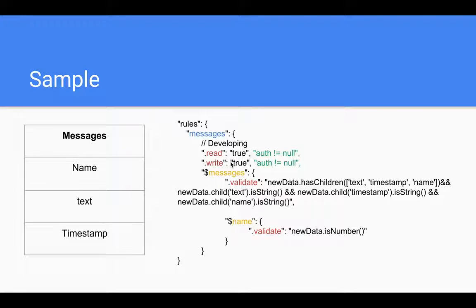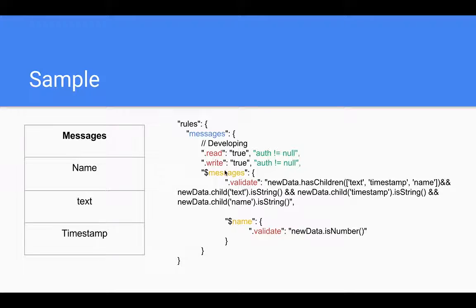This is recommended for development purposes. Otherwise, go ahead and use auth not equals null for read and write, or any other type of rules that you want to come up with. I'm using this one because I want all my users to be authenticated before they can write to my app or read from my app.